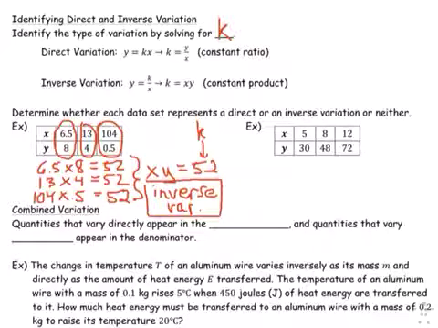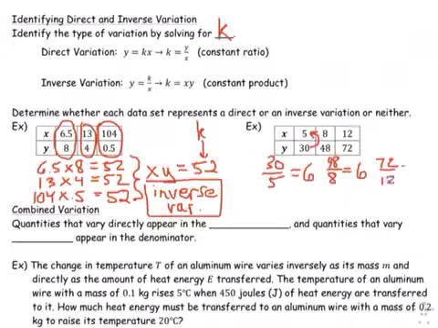Instead, I'll look at their constant ratios, taking the bottom one, the y, and dividing it by the x. 30 on 5 simplifies to 6. The next pairing, 48 on 8, simplifies to 6. And 72 on 12 simplifies to 6. Since the ratio is constant, I know I have direct variation.